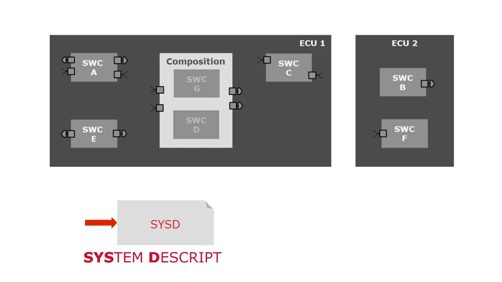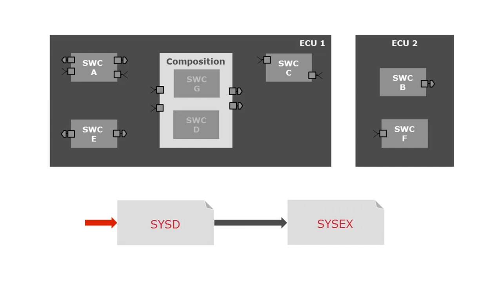The system description of the vehicle is obtained from the software components, the mapping, and the communication descriptions. The system description is saved in an AUTOSAR-specific XML format. From the system description, a specific system extract is generated for each ECU, which then serves as a basis for ECU development.